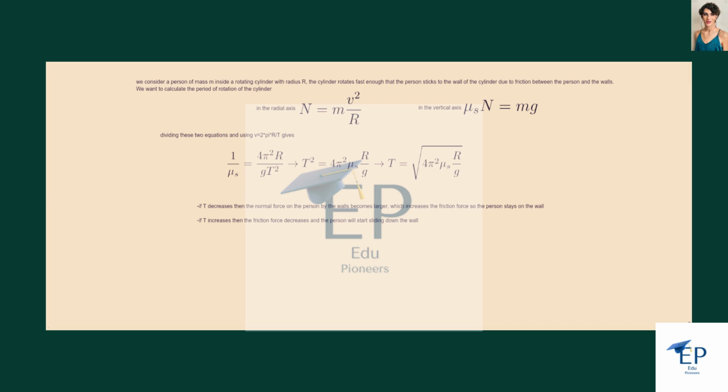However, if T increases, then it's taking longer for the cylinder to complete a full rotation, so it's spinning slower. Because of this, the friction force is going to decrease, and the person will start sliding down the wall of the cylinder.